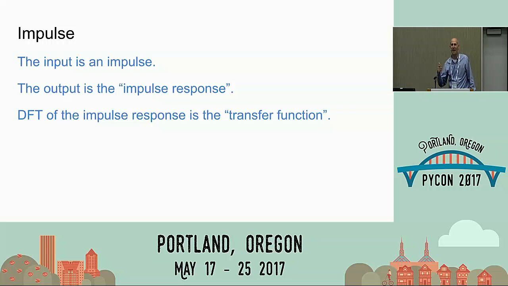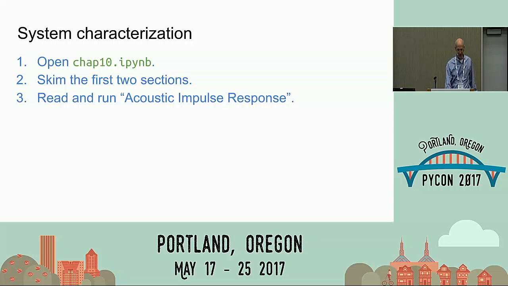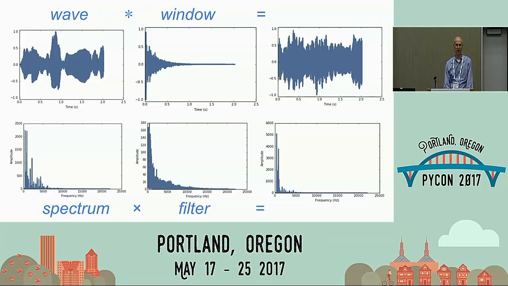So just to get the vocabulary, the input is called an impulse. The output is called the impulse response. So that's the response of the room, the output when you input the impulse. And if you now take the Fourier transform of the impulse response, that thing is called the transfer function. I'm going to show you this diagram now, and then we'll get into the notebook.